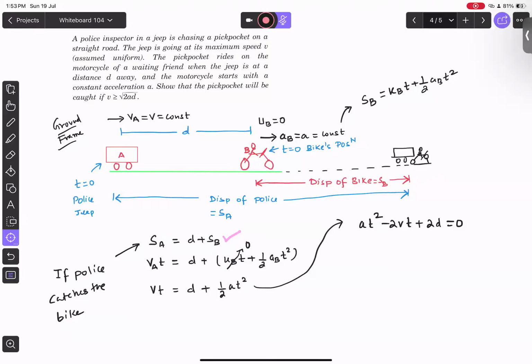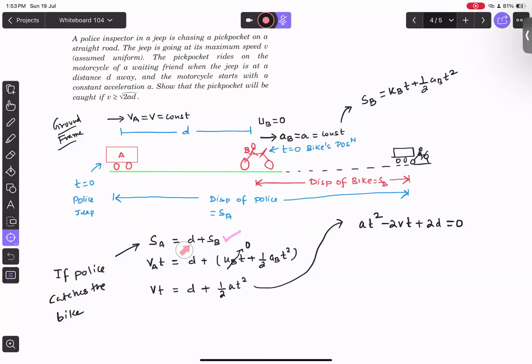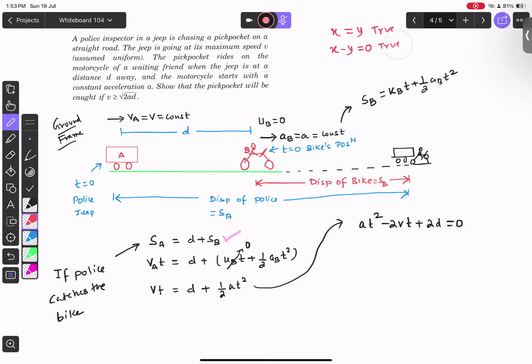Okay, now, so where I was: if the police catches the bike, then this statement must be true. If I write down things like this, maybe x is equal to y, then I write x minus y equals 0. Both are the same thing or not? If x equals y is true, then x minus y equals 0 should also be true, correct? This logic, all of you are getting it.